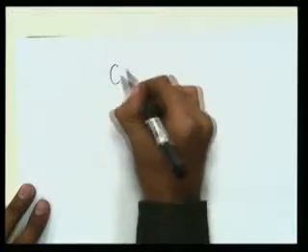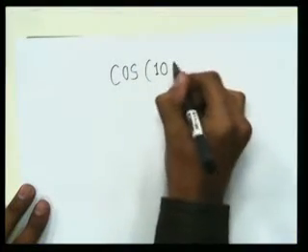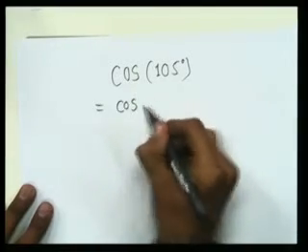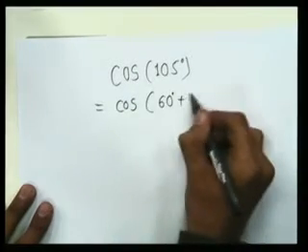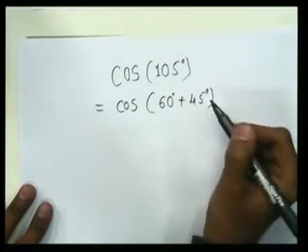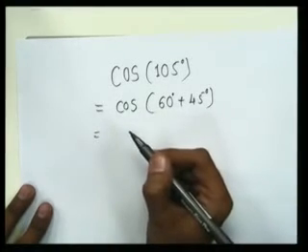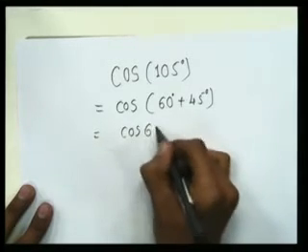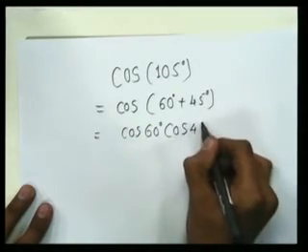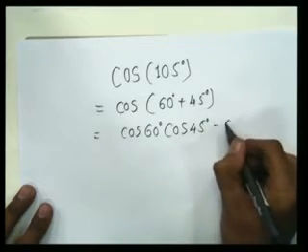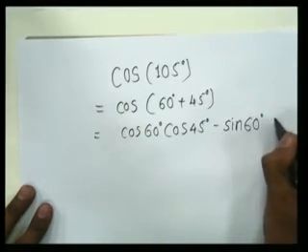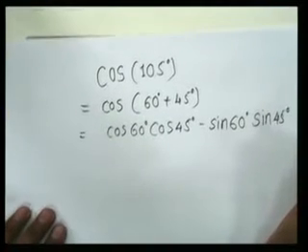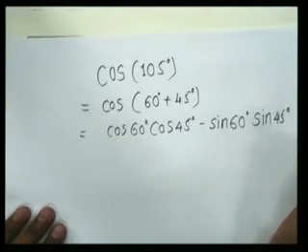We want to find the value of cos 105 degree. That one can write as cos of 60 plus 45 degree. And as we know, the addition formula of cos of alpha plus beta is cos alpha cos beta minus sin alpha sin beta, that is cos 60 cos 45 minus sin 60 sin 45.